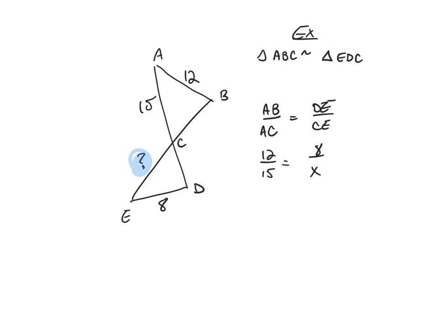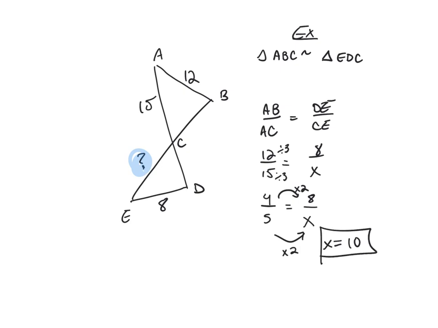You can cross multiply and divide, or you can simplify and solve. I chose to divide both 12 and 15 by 3, and that gave me 4 over 5 equals 8 over x. Well, I know 4 times 2 is 8, and 5 times 2 is 10. So that tells me that x is equal to 10. So I can also use similar triangle relationships to solve missing side lengths.